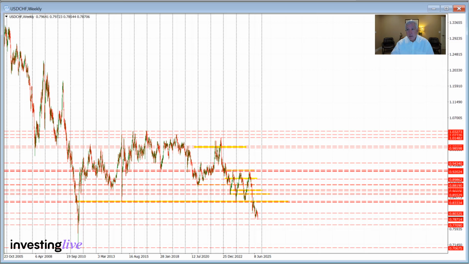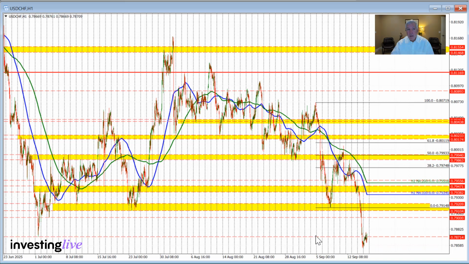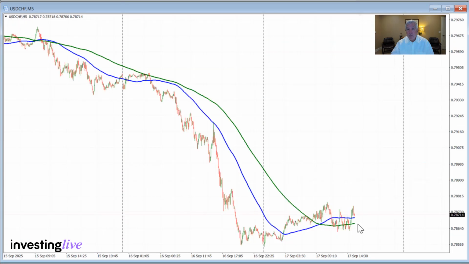But we have seen a rebound in trading here today. That took the price back above the low price going back to the beginning of July, and we are currently trading right at that level, as a matter of fact, at 0.7871. So the market's trying to figure out what it wants to do now. You might get some clues from the 5-minute chart, actually.